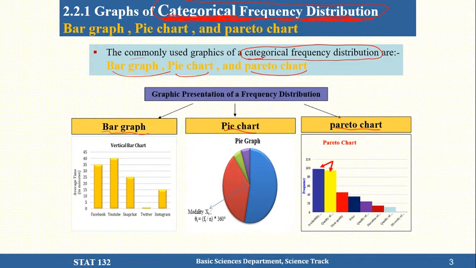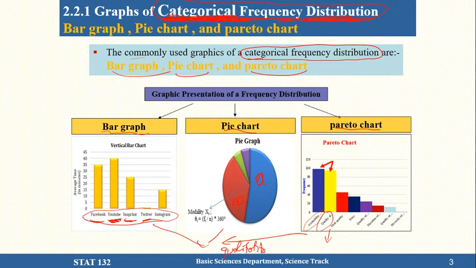And I want you to draw your attention to here. Look at the values of the variable. These are words, the Facebook, YouTube, and Snapchat. And here we will have maybe the blood types like O, A, B, maybe. And the Pareto chart, we have also look at the values. These are words actually. So these are all for qualitative data.